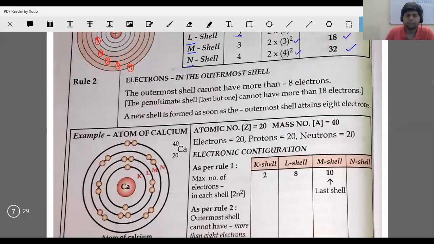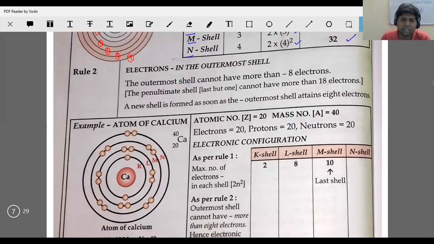Electrons in the outermost shell. The outermost shell cannot have more than 8 electrons. The penultimate shell, last but one, cannot have more than 18 electrons. A new shell is formed as soon as the outermost shell attains 8 electrons. Example, atom of calcium. Sir, will I read, or will you explain?